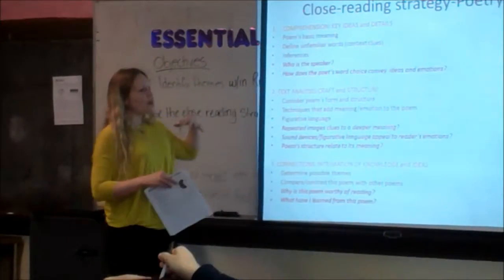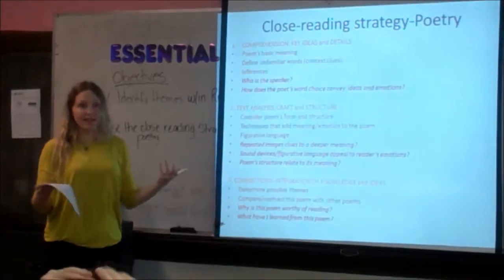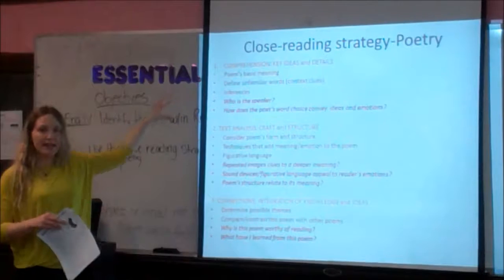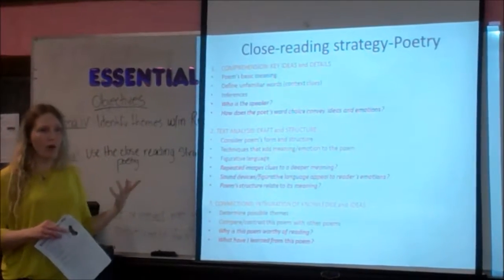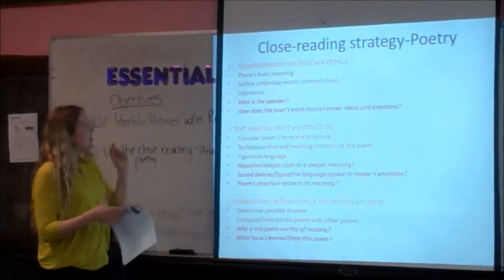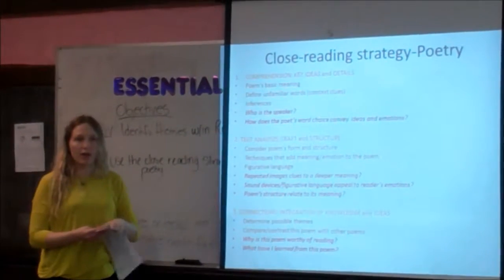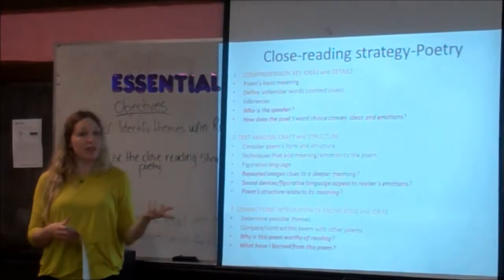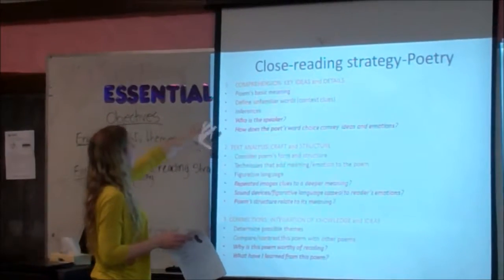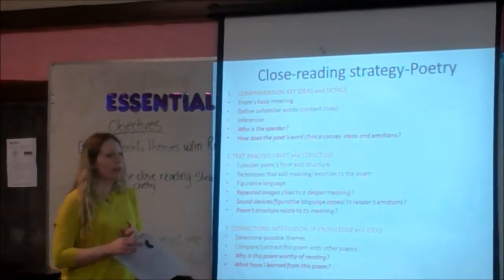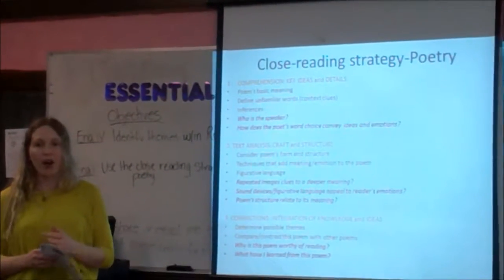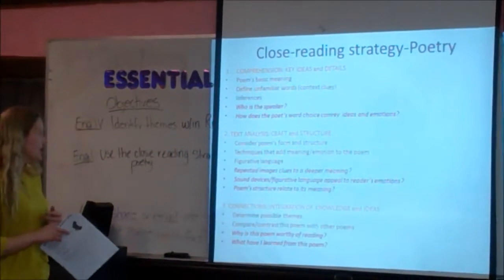So basically, when you're reading, you would give it three reads, or close reads. The first time you read it, you're just pulling basic information from the poem or the text. So it's really key ideas and details. So the basic meaning, maybe you define words that you're unfamiliar with, maybe you have to use a dictionary, or maybe you just use context clues. You make inferences, you determine who the speaker is, you look at their word choice, maybe try to figure out why, at the next step, an author chose to use those particular words.